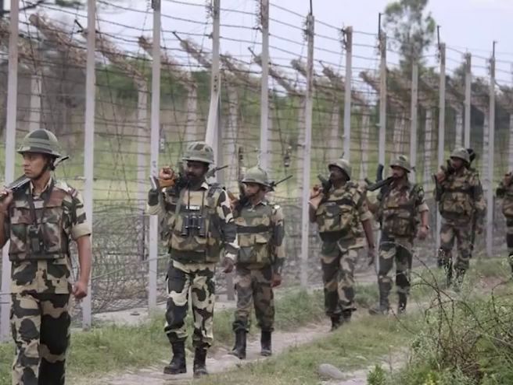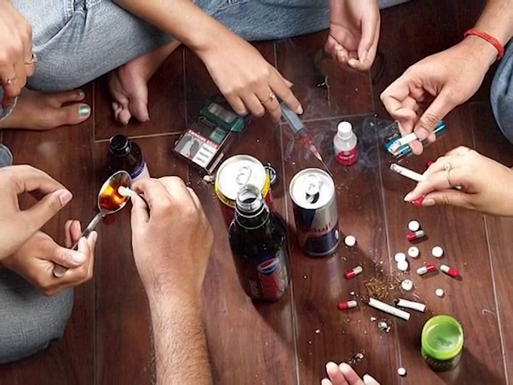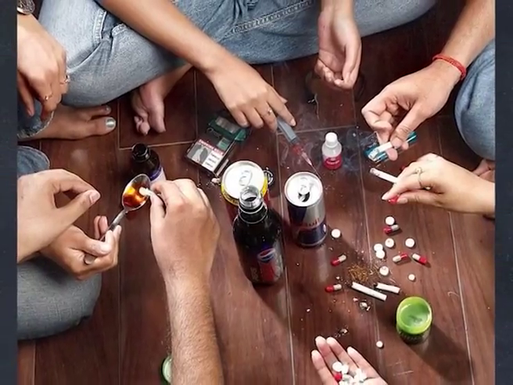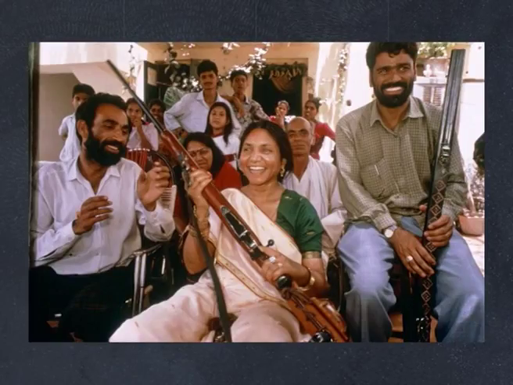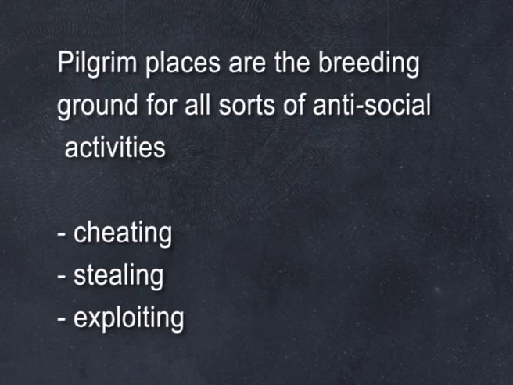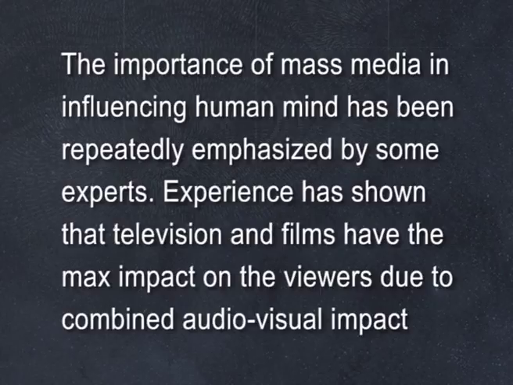It is well known that violations of customs, excise and drug laws are more common in border areas and coastal regions than in plains. Illegal felling of trees and violation of forest law is an everyday occurrence in forest regions. The impact of ecology on crime can apparently be seen in dacoit-infested forest regions where opportunities to escape and avoid detection are plenty. Similarly, pilgrim places are the breeding grounds for all sorts of antisocial activities such as cheating, stealing, exploiting, etc. Now we move on to another important thing, influence of media.